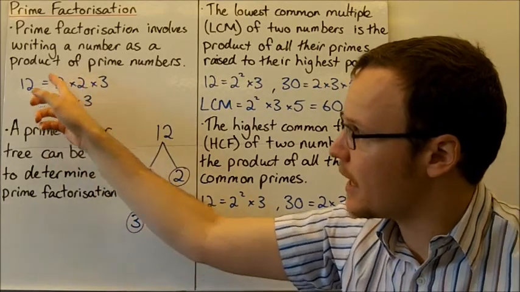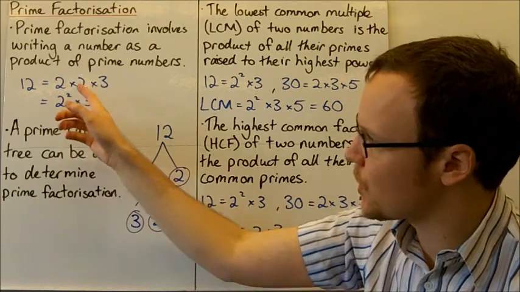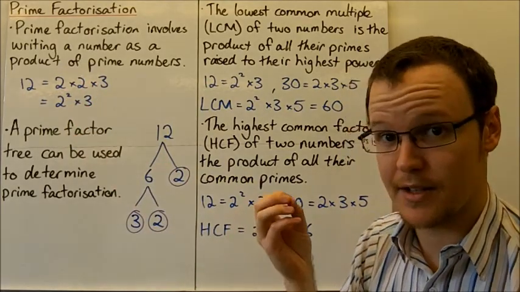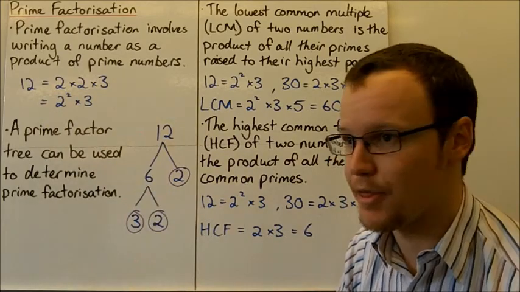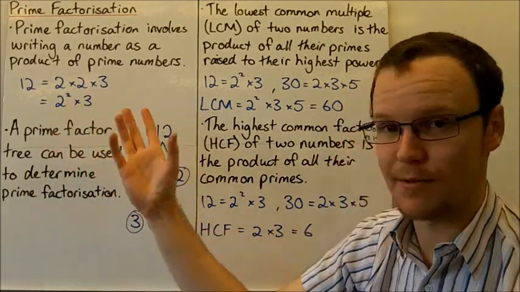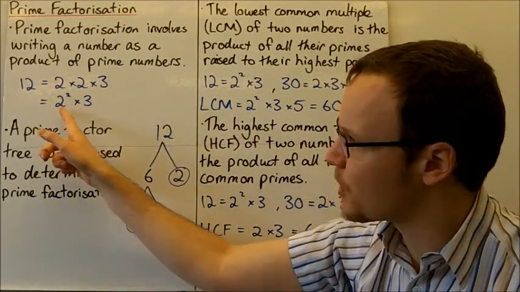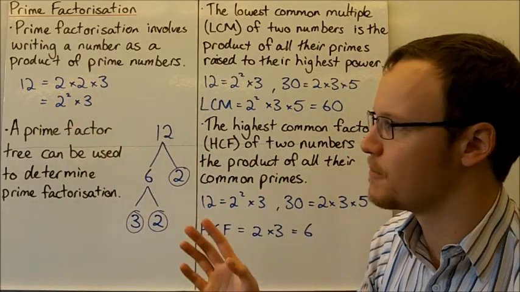We can sort of condense the 2 times 2 as well, because that's the square of 2, or 2 squared, and we have 2 squared times 3. So 2 squared is 4, times 3 is 12, and both 2 and 3 are prime numbers.